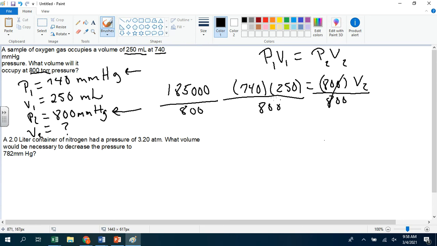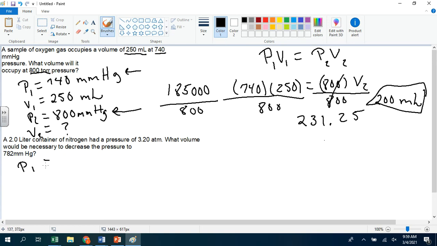And the answer, now sig figs are tricky here. Looks like we have one sig fig. So the answer is actually 231.25, but we would need to round this to 200, and the units would be milliliters because that's what was on the other side. Okay, we were looking for volume, so 200 milliliters. Okay, all right, I'll do one more.